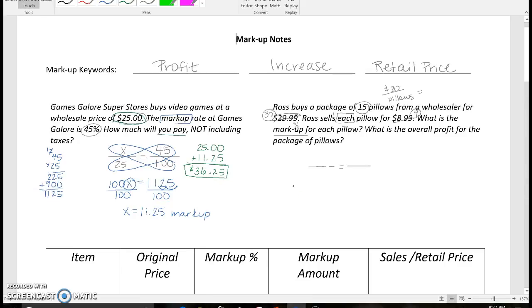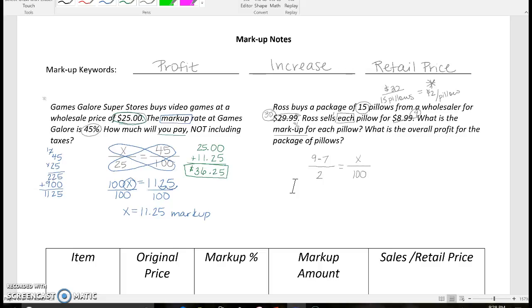$30 for 15 pillows. How much is it for one pillow? So $30 divided by 15 is $2 per pillow. Okay, so that's how much it was when they bought it. It's $2 per pillow, so that's my original amount, right? My new amount is $9 per pillow. So 9 minus 7, I don't know my percent, but it always goes over 100.